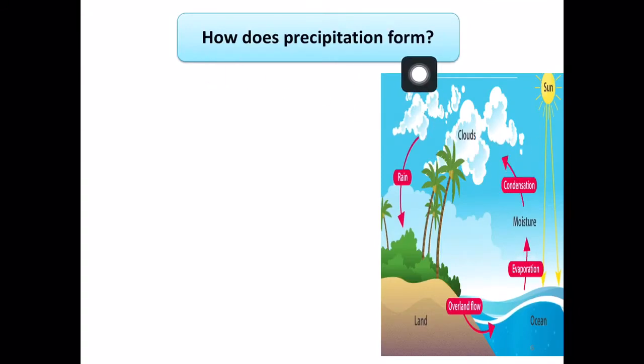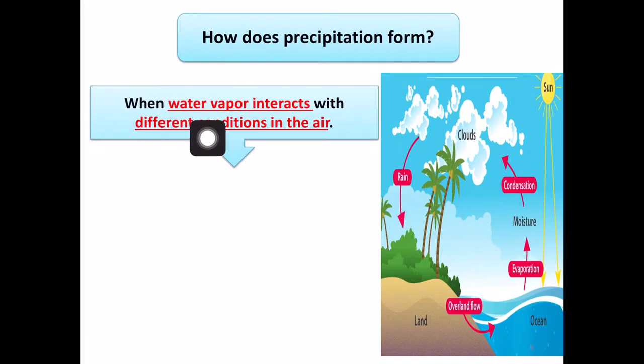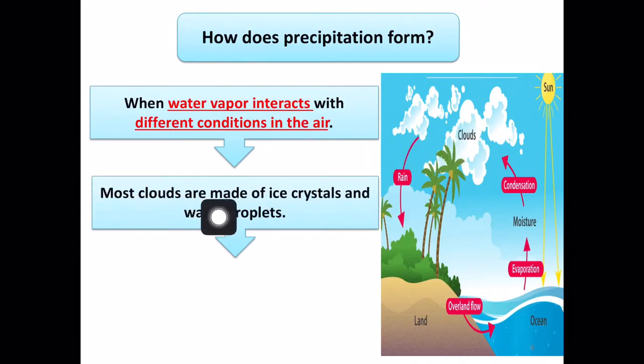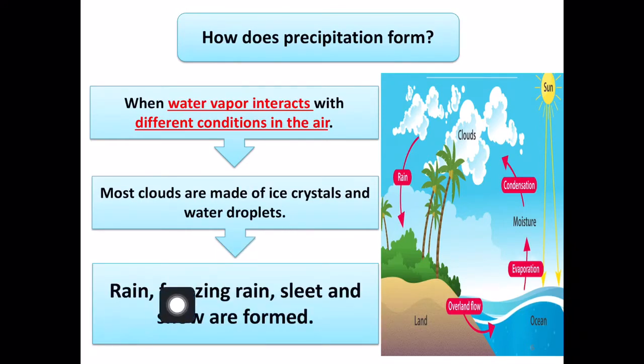Now, how does precipitation form? Let's think. When water vapor interacts with the different conditions in the air, precipitation forms. So when we have all that water vapor here in the air, we get precipitation. Most clouds are made of ice crystals and water droplets, and these ice crystals and water droplets are a key part of how precipitation forms. Rain, freezing rain, sleet, and snow are formed from those ice crystals and water droplets when the water vapor interacts with the conditions in the air.